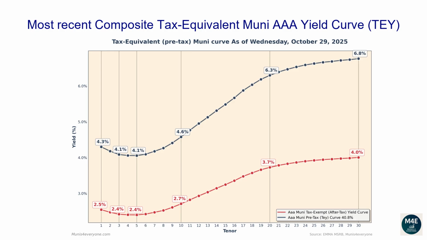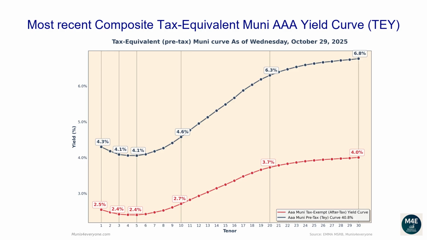Why would you care to see the tax-equivalent version of the Muni yield curve? More on this later. Let's first go over the pre-tax, aka tax-equivalent yield curve. The one-year tax-exempt yield is 2.54%. Corresponding to a 4.29% tax-equivalent yield for investors in the top tax bracket.